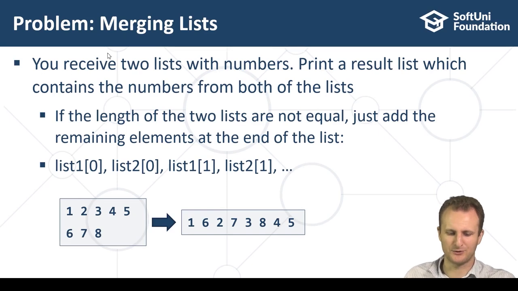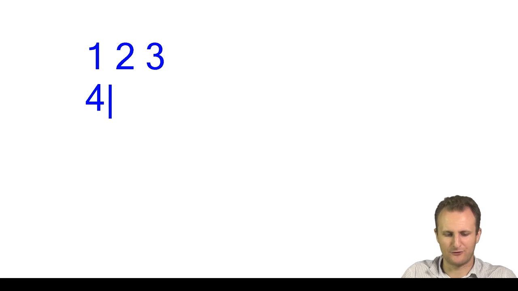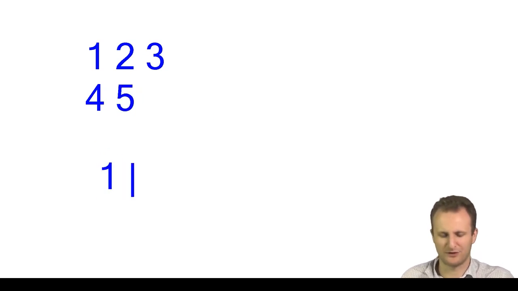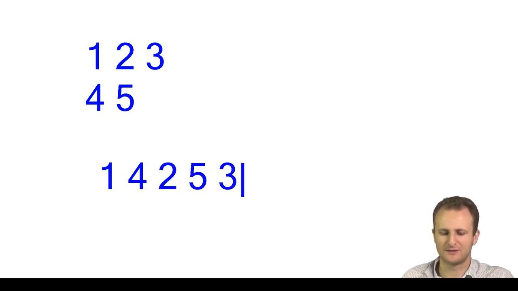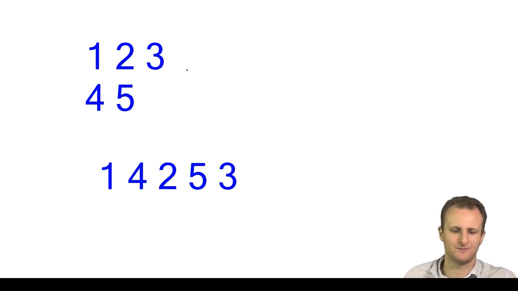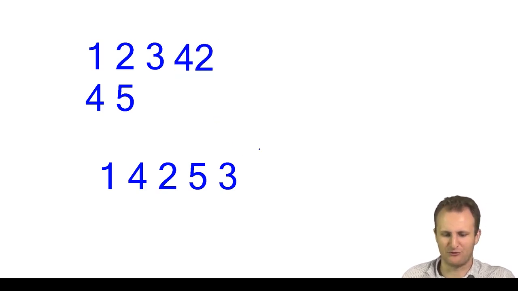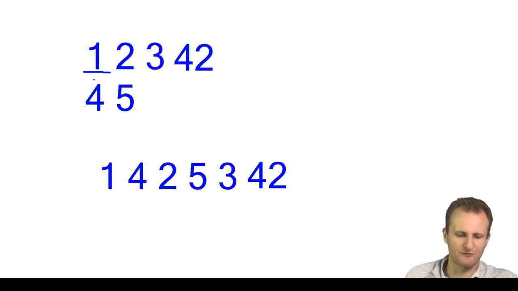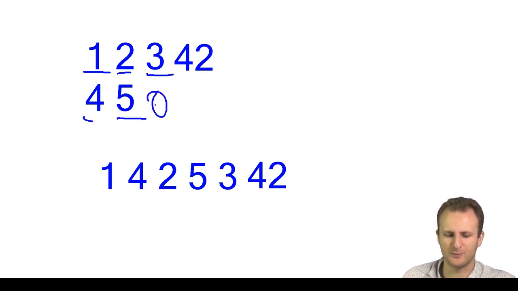So what we want to do is, if we have 1, 2, 3, and 4, 5 here, get 1 from the first list, 4 from the second list, 2 from the first list, 5 from the second list, 3 from the first list, and that's it. If we had more numbers here, for example 42, 42 would come right after 3. So we take from the first, we take from the second, and then we repeat. We take from the first, and oops, there's nothing here, there's no item in the second.